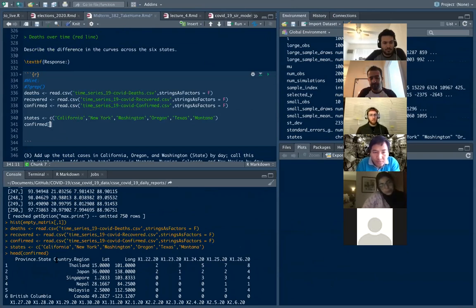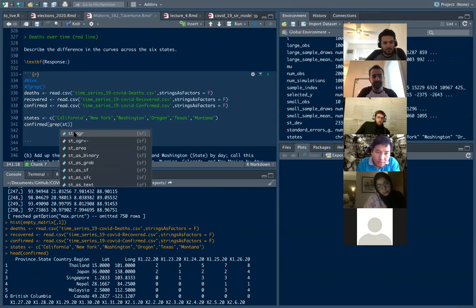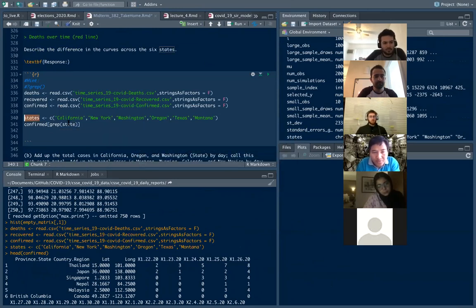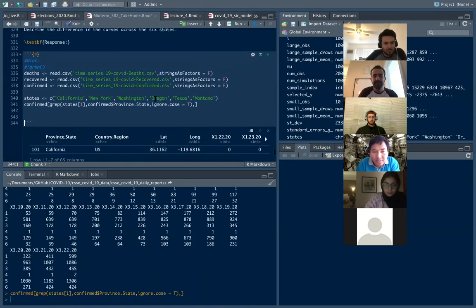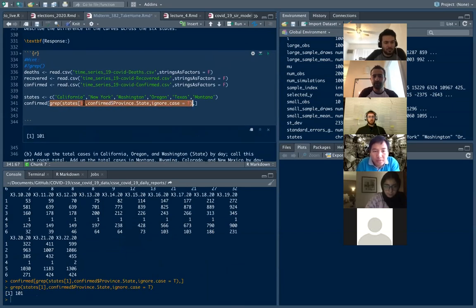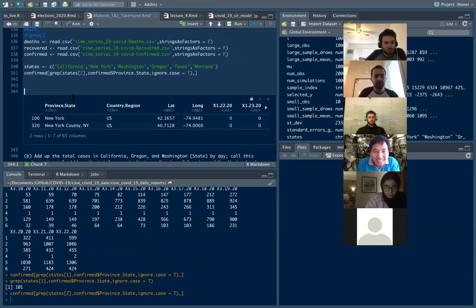So the first thing we want to do is, well, California is not a country or a region. It's a province or a state, right? So if we go into the confirmed cases, we can search for the word of the first state. We can search for that word inside of the confirmed province column. And we can use this additional flag, ignore cases equal to true. That'll basically let us ignore any capitalization or weird spelling mismatches that occur because it's trying to do a perfect match. Okay, so here it's saying there's one match. Perfect. It's column 101. Okay, how about state 2? For New York, there's actually 2 results. There's New York and there's New York County.